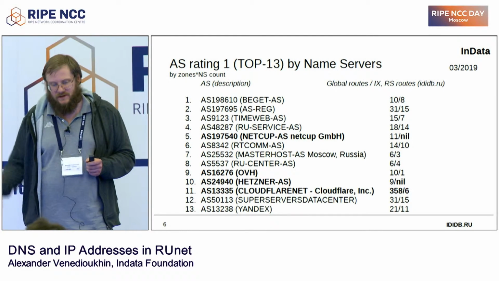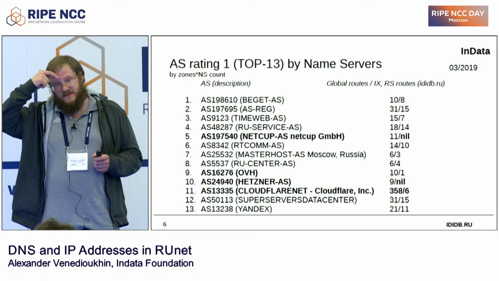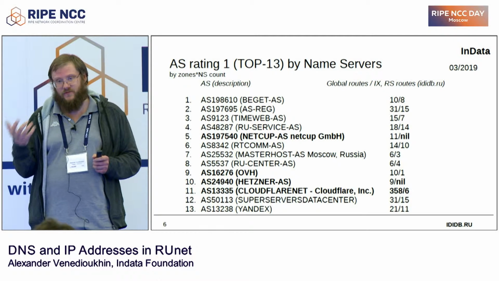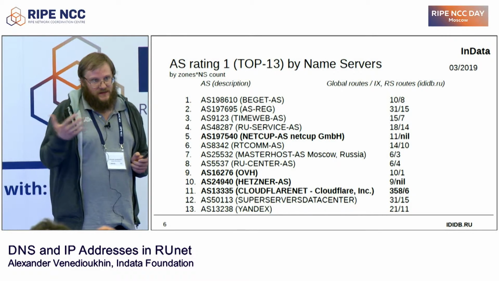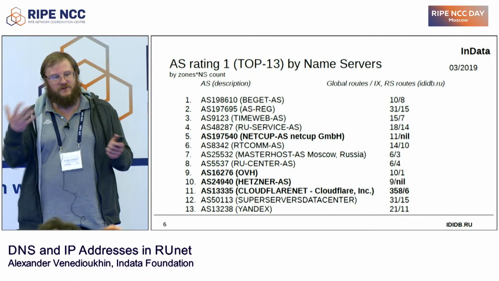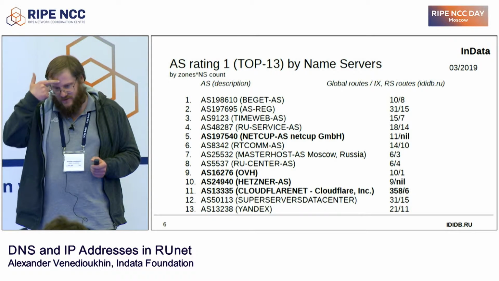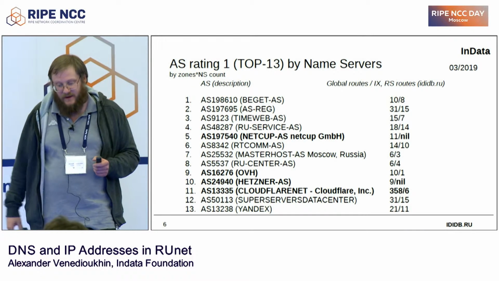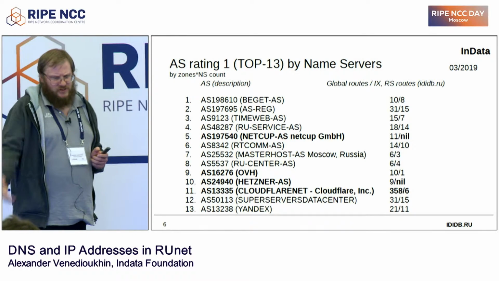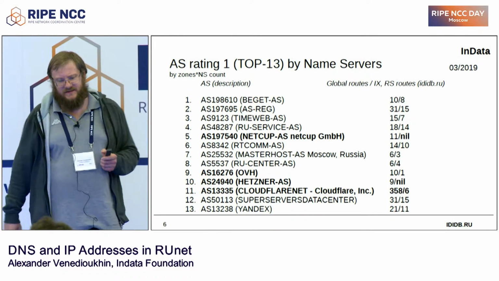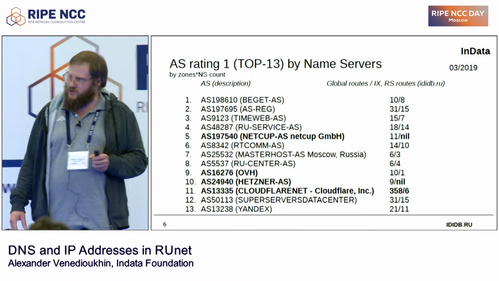And this is the first, more obvious rating that we can build. This is a rating of autonomous systems that contain IP addresses of authoritative name servers. They are the autonomous systems that do not host websites. They host DNS. By controlling the DNS, of course, you can control everything that takes place inside that domain. And in this rating, the number of zones is multiplied by the diversity of NSs and their IP addresses.